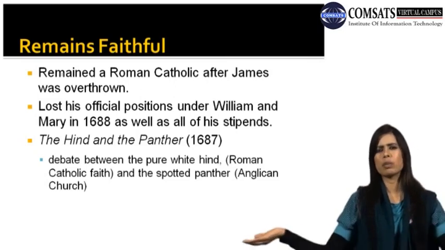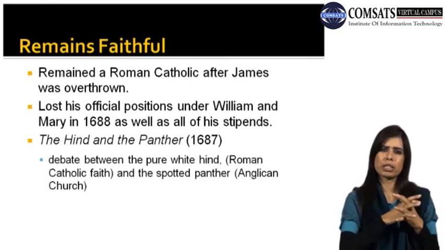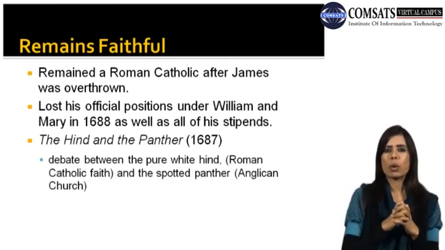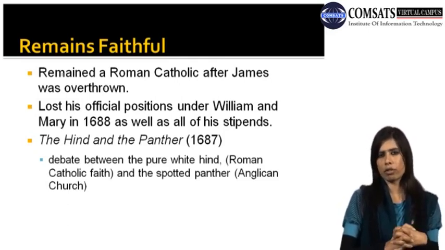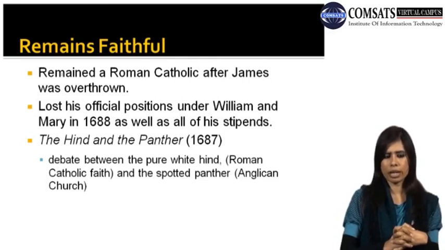So here you can see the effect of the ruling parties, and how you get benefit from one political party. Basically when James was overthrown, William and Mary came into power in 1688, and Dryden lost all his official possessions and his stipends as well.